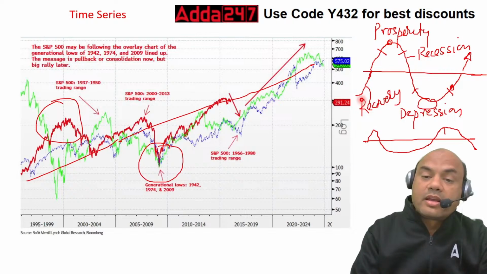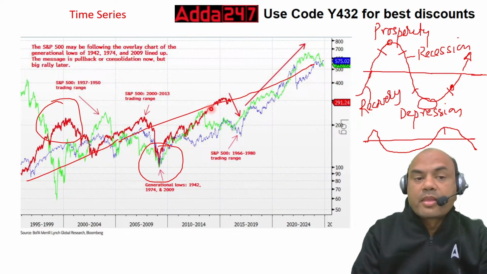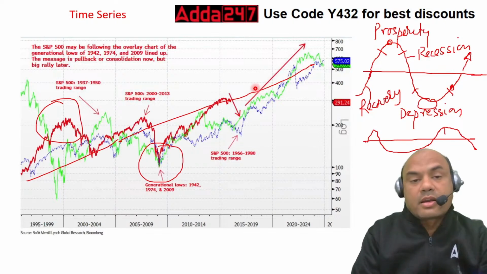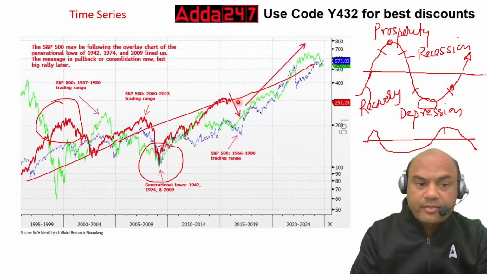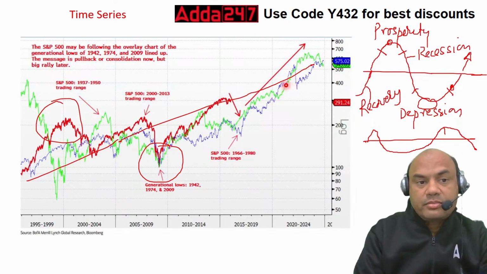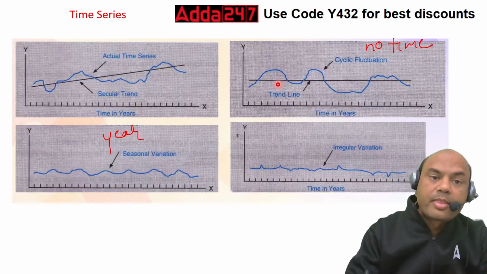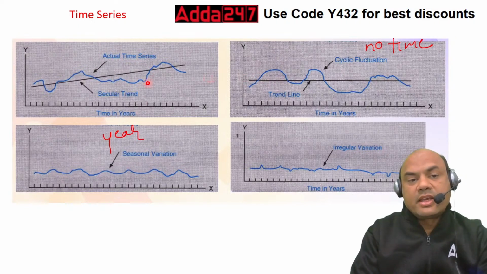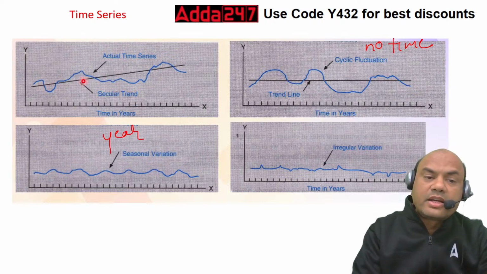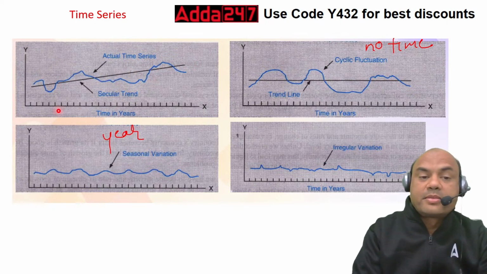Or there can be seasonal trends also, these smaller ones. See this, every time these are there. So the secular trend always contains all the other trends, because the secular trend is a longer-term trend. Got it? See, these are the four trends. This is the actual time series. This is the secular trend, constantly going up over the longer time period.